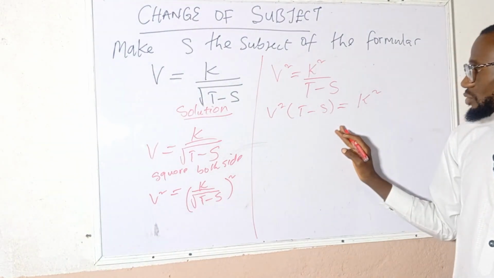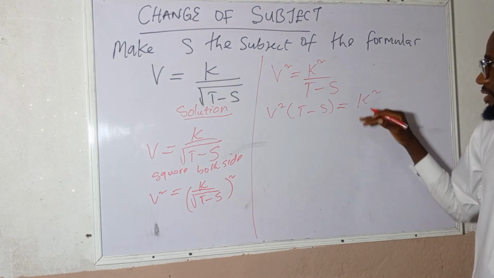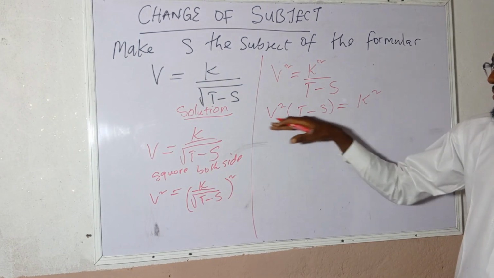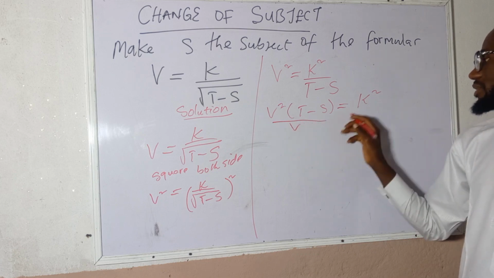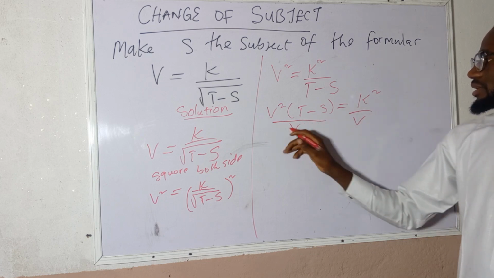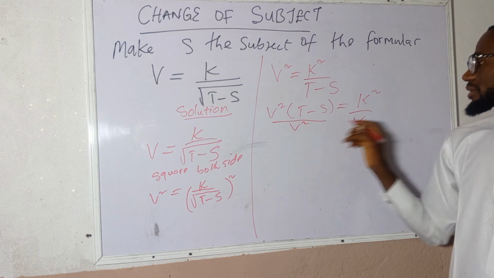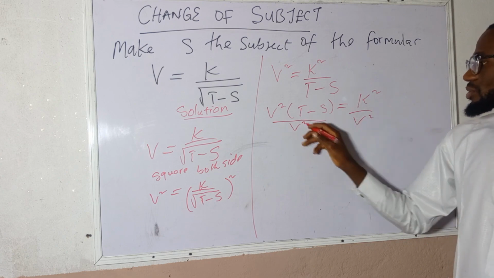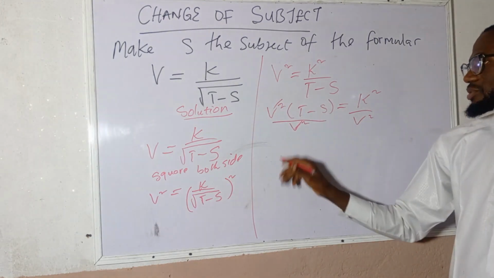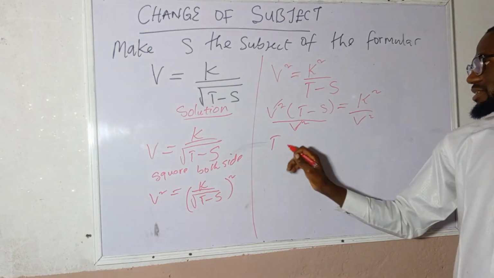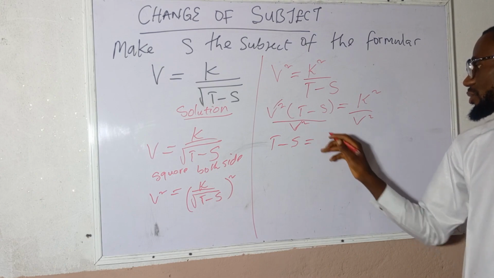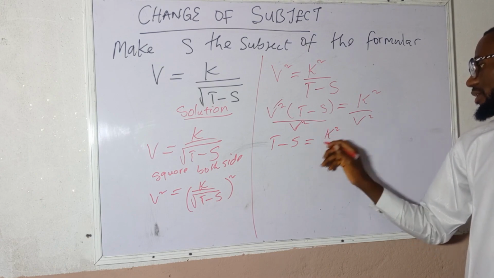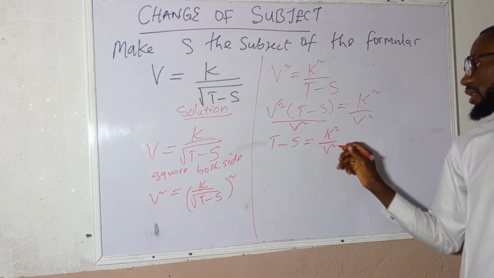Then the next thing to do, we are going to divide both sides by the coefficient of t minus s here. Let's divide both sides by b square, so that this b square cancels out the b square, remaining only t minus s. This is equal to k square all over b square.